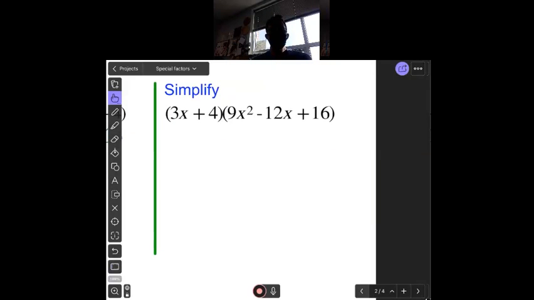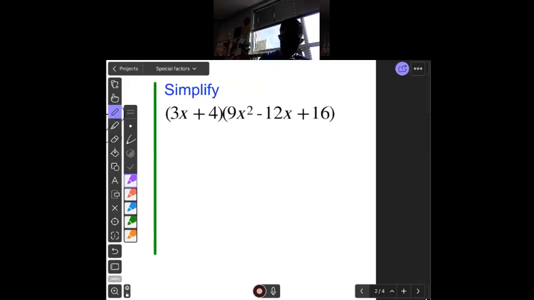So how are these things going to interact? What are we going to end up with? How are we going to be able to pull it back apart? Okay, that's what we're up to here. As we do this distribution, combining like terms, where do we end up? Then how do we take that and go backwards?